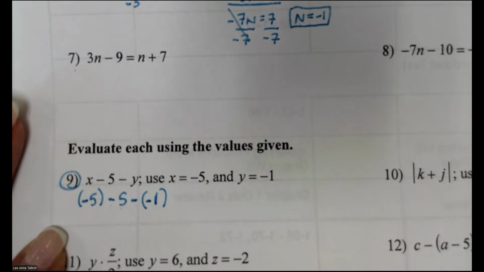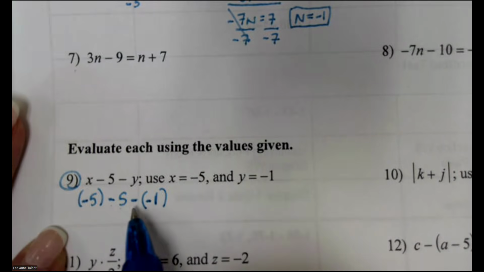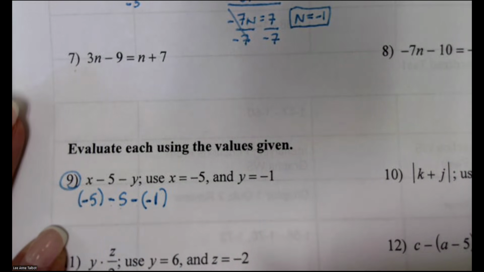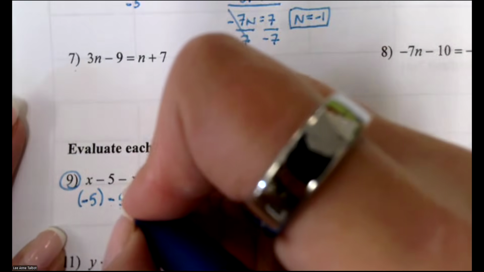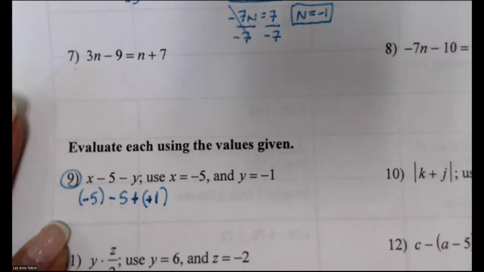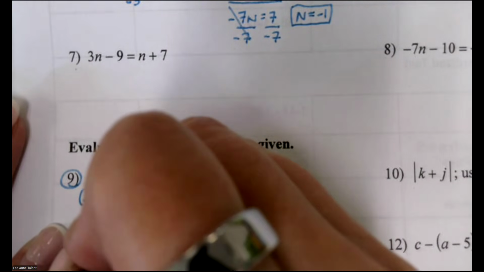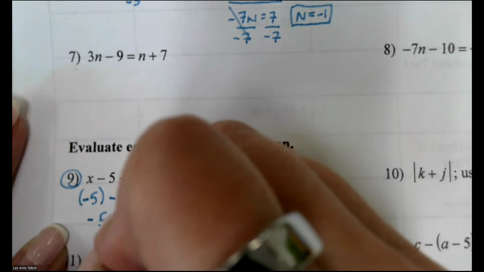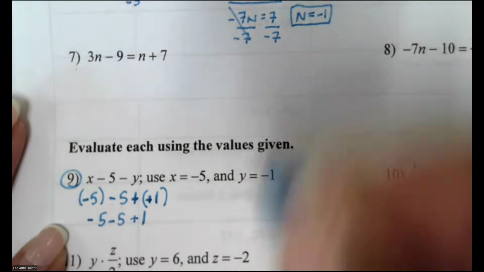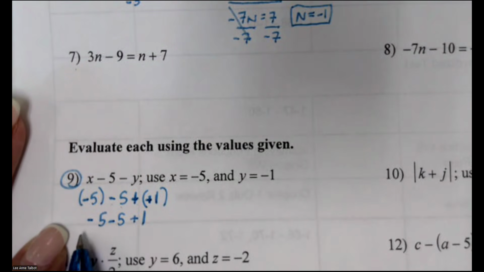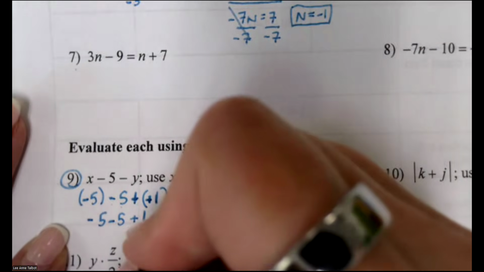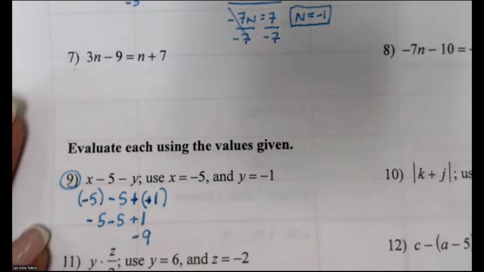And we talked yesterday about what to do when you have a minus and a negative right next to each other. Plus, right? Perfect. So go back to those two and make them pluses. So this becomes -5 minus 5 plus 1. And then you go left to right. -5 minus 5 is -10 plus 1 is -9.